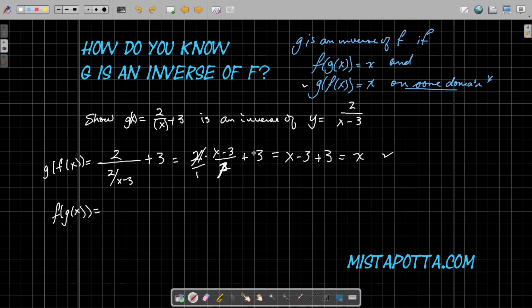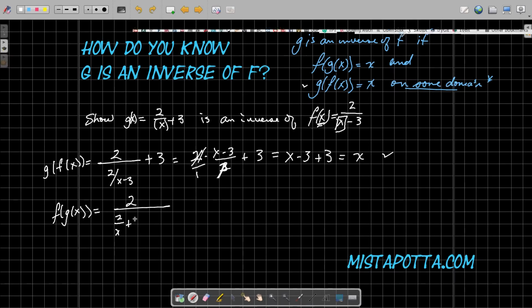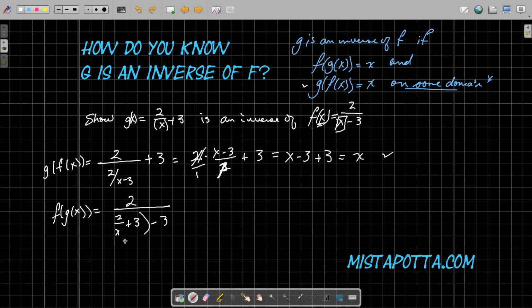So that means I'm going to take this function, which is really f of x, and everywhere I see an x, I'm going to replace it with g. So I'm going to say this is going to be 2 over this 2 over x plus 3 minus 3, because this whole thing is my x. Well, in my denominator, I have addition and subtraction. These are additive inverses. They will actually undo each other.